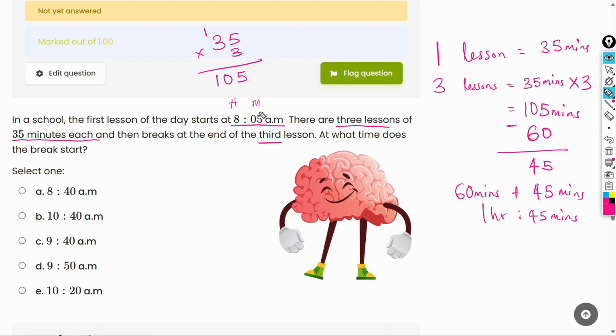So let us add this to 8:05 a.m. First of all, it means that the 3 lessons will last for 1 hour, 45 minutes at 35 minutes each. So let's add that to 8:05 a.m. to know when lessons end, which is the same time a break starts. So 8:05 a.m. and we are adding 1 hour, 45 minutes.